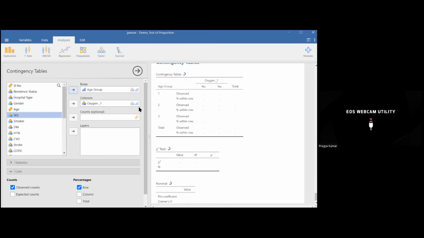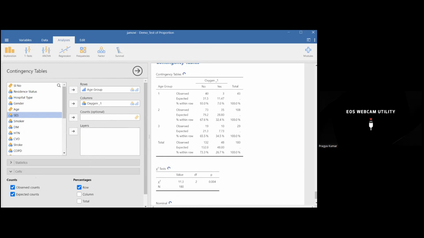So I'll enter this age group here. So it is 1, 2, and 3. And you can see here that this observed count, again, you can see 40 and 3. In this case, if you click this, you can see the expected cell count. So although the observed is 3, the expected cell count is 11.5. Okay, I'm telling you how to interpret that.